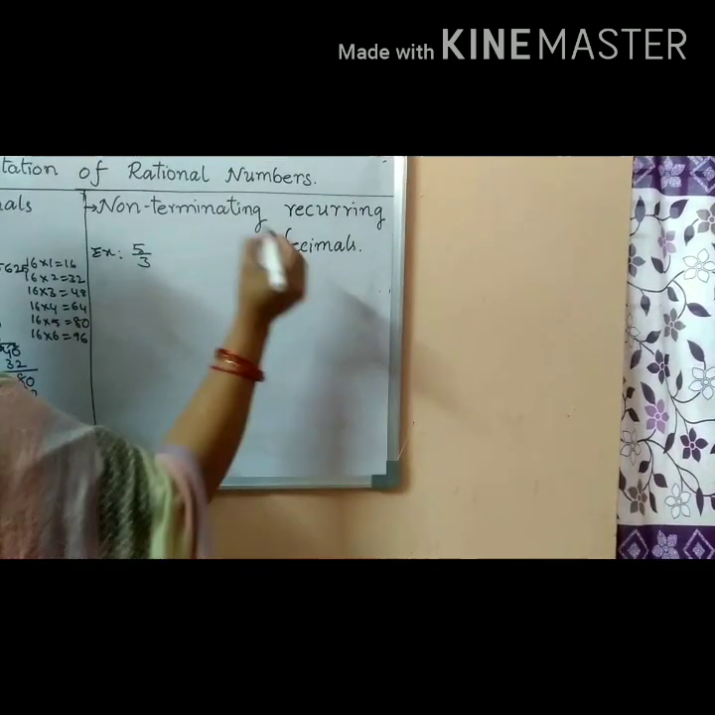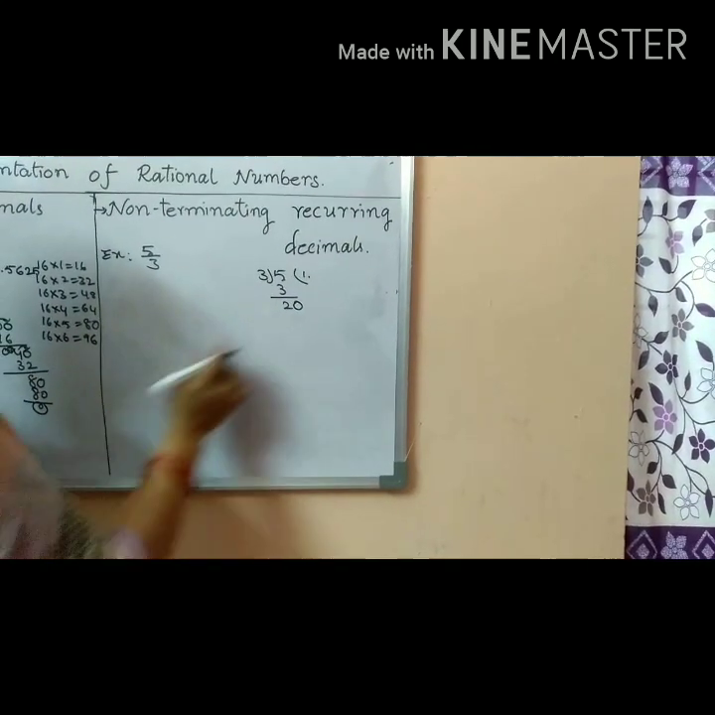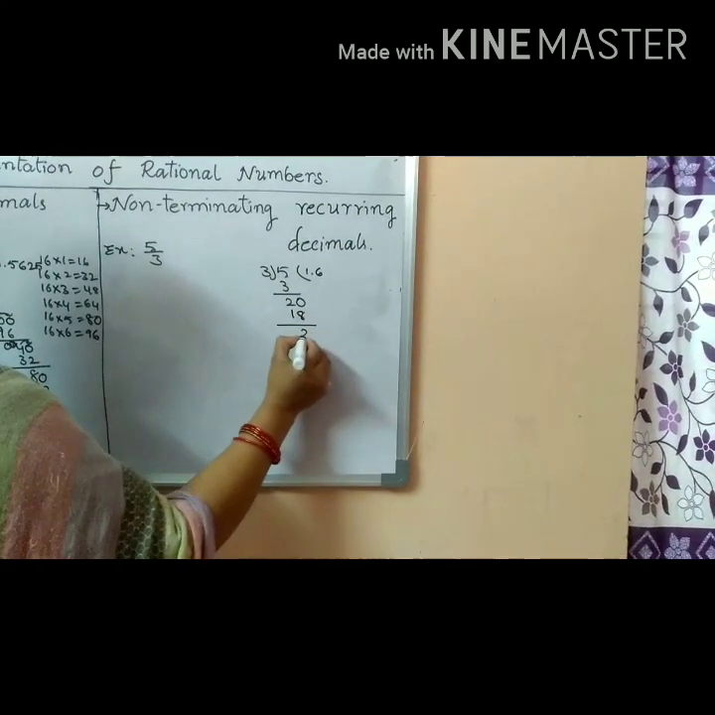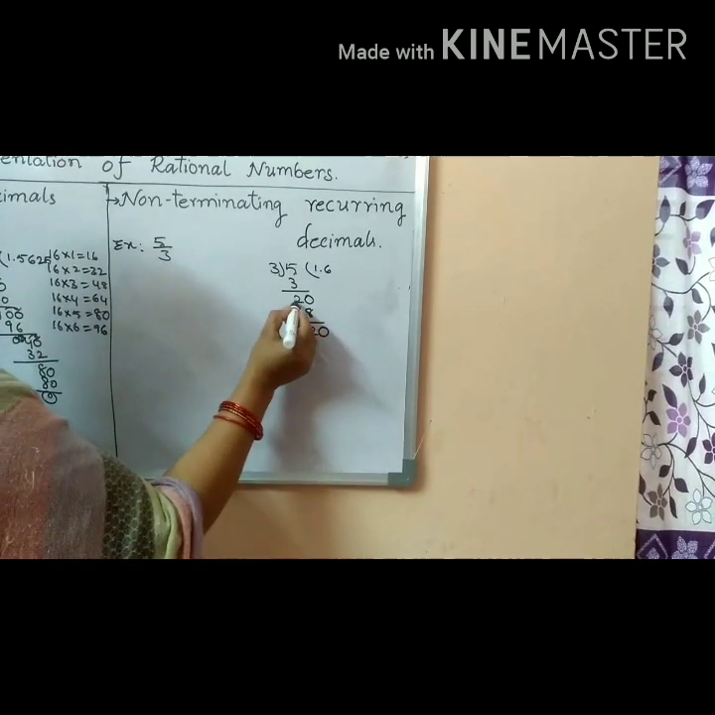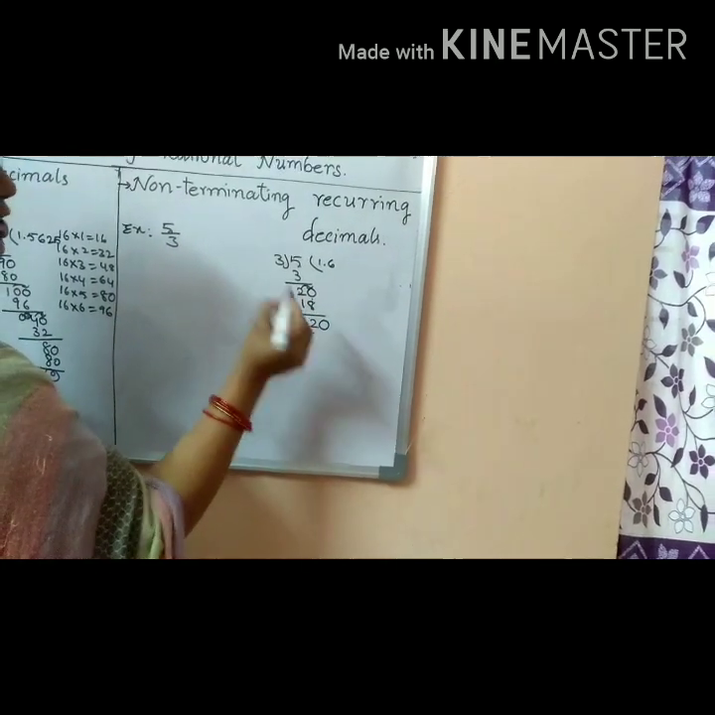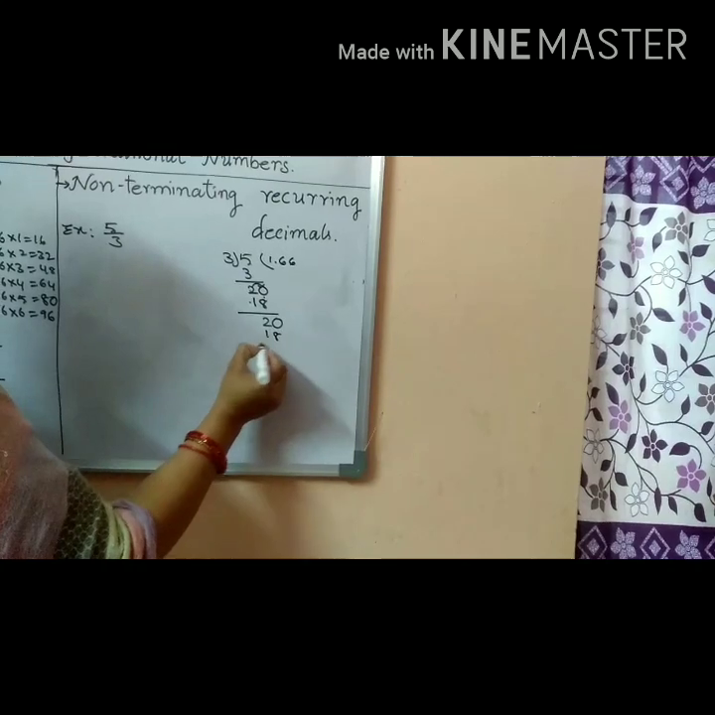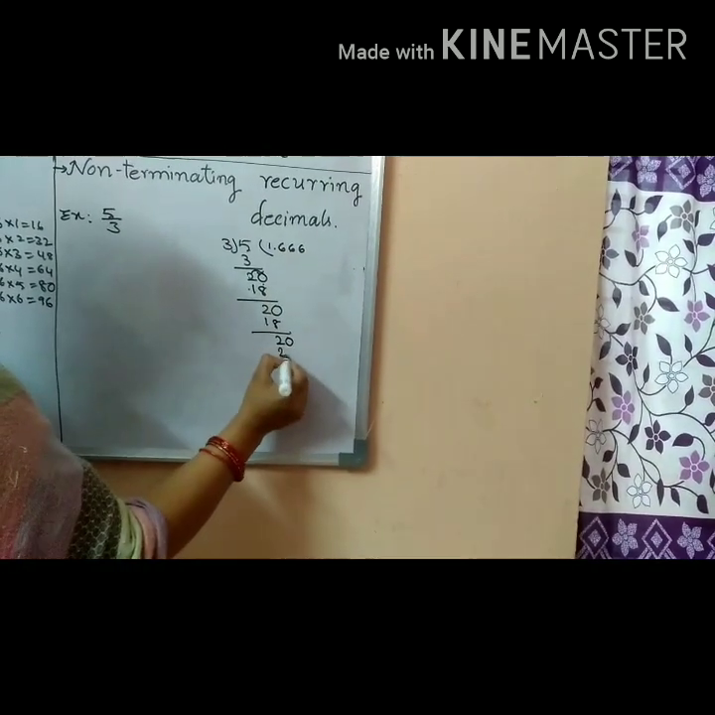Then put the point and take the 0. How many times is it possible? 6 times. 6 threes are 18. So again take the 0, and 20 minus 18 with borrowing, 10 minus 8, 2, 1 minus 1, 0. So here 20 again, 6 threes are 18, again the same borrowing, 2, 0, again like this only 20.